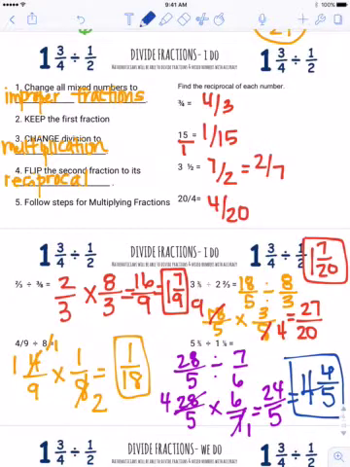So if you notice with division, when I have mixed numbers, it takes a little bit more work because I have to go to improper, keep, change, flip, multiply, and then I usually have to change that back into a mixed number from an improper fraction.